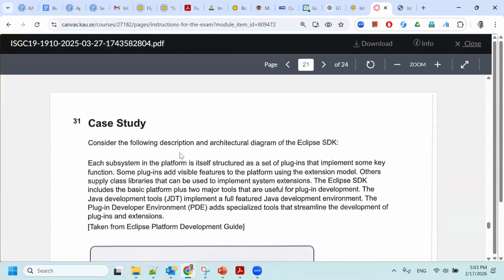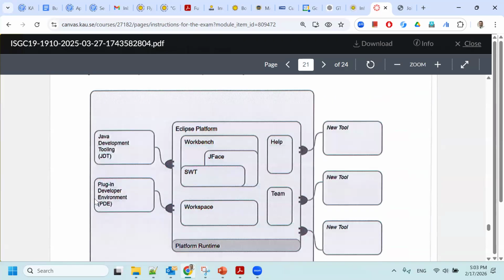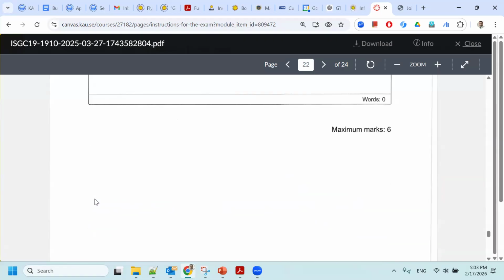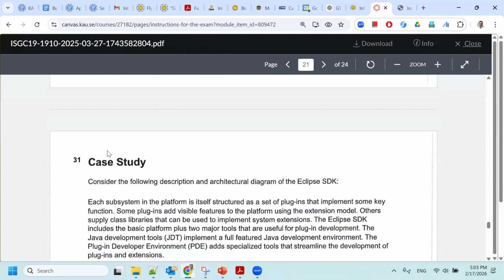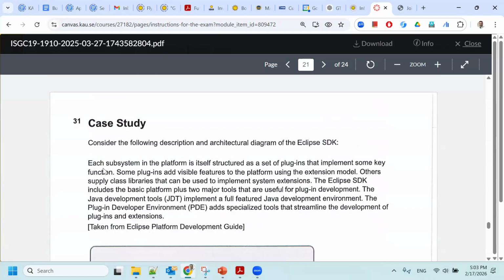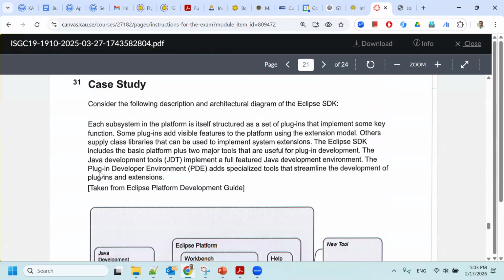And then here is the case study. But before I give a case study, let me see. Did I mention, consider the following description and architectural diagram for Eclipse SDK. Each subsystem in the platform is itself structured as a set of plugins. So plugins, it's a microkernel architectural style we are talking about. So what did I ask you? Let us see.